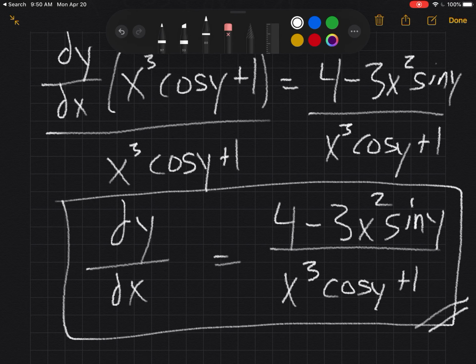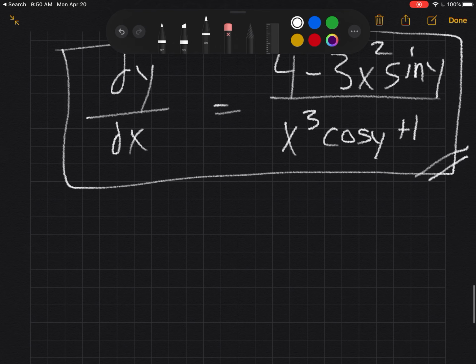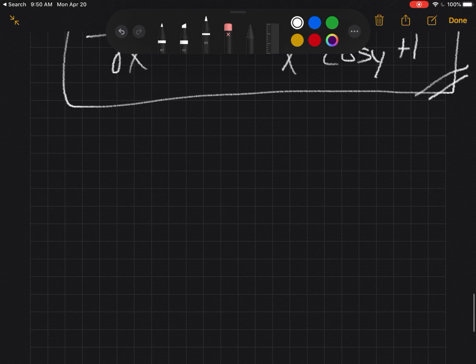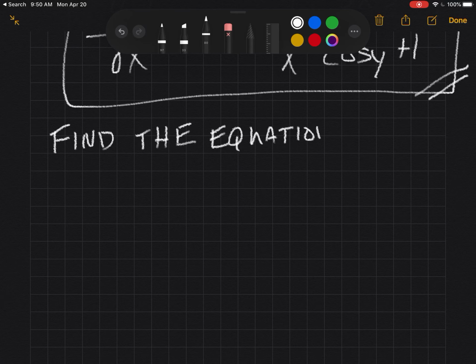Don't be afraid to watch this more than once if you are struggling. Okay, this is going to take some practice. It's going to take some work to understand. In fact, I'm going to do one more example where we're going to find a tangent line. And that's going to help us start to apply this derivative a little bit more neatly.